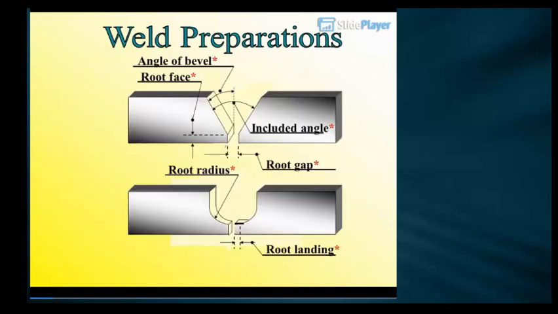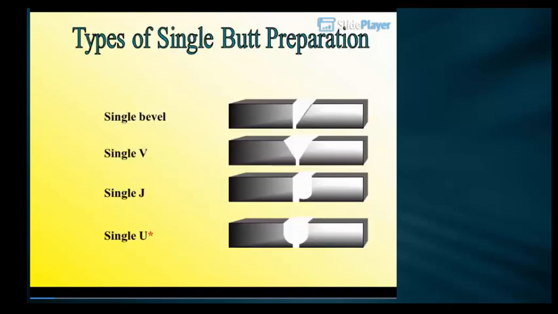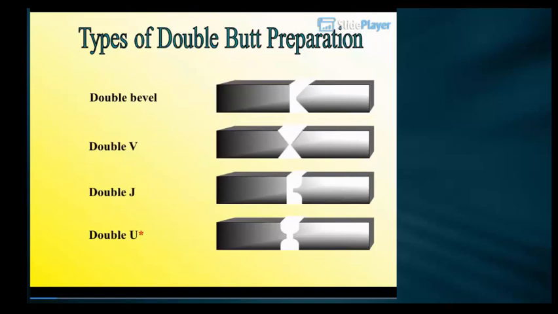Weld preparations: angle of bevel, root face, included angle, root gap, root radius, root landing. Types of single butt preparation: single bevel, single V, single J, single U. Types of double butt preparation: double bevel, double V, double J, W.